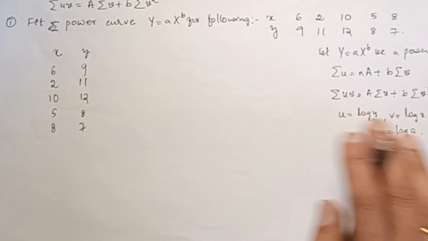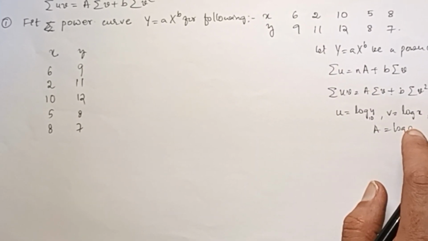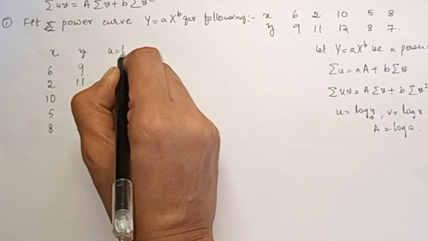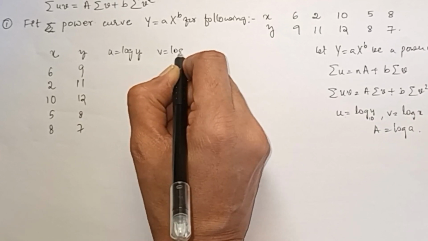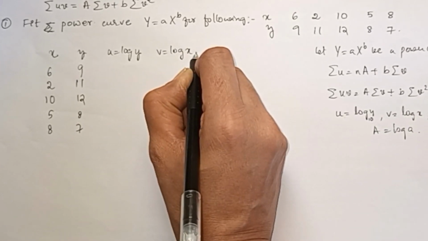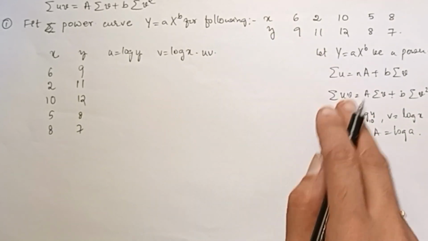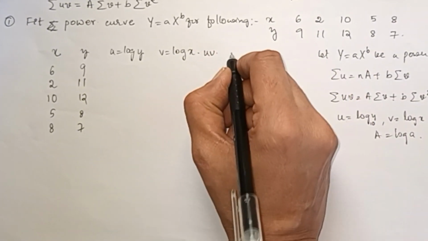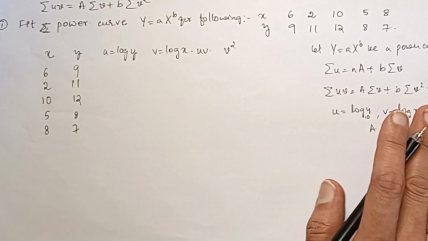Let us determine this as per the formula. By looking at the formula, we have to write the columns. What is u? U is log of y. Then I want the column v, which is log of x. Then I want uv, then I want v square. These are the columns. Columns are written based on the normal equation.